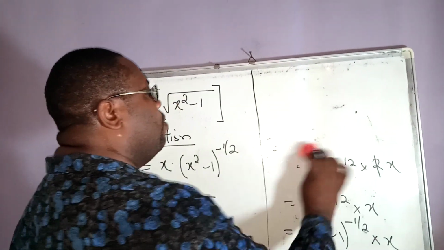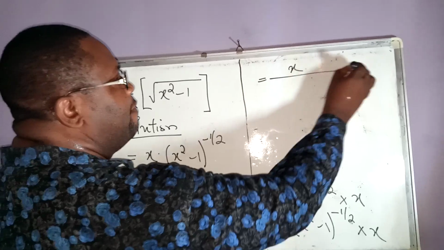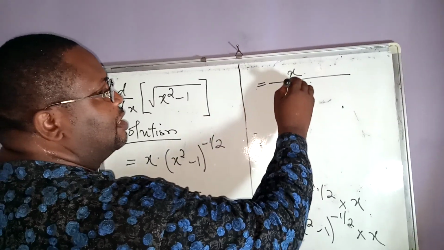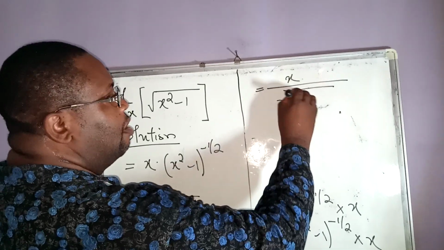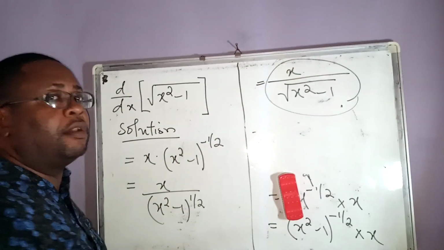So finally, what becomes our answer? Our answer simply becomes x divided by the square root of x squared minus 1, since power half means the same thing as the square root. So this becomes our final answer.